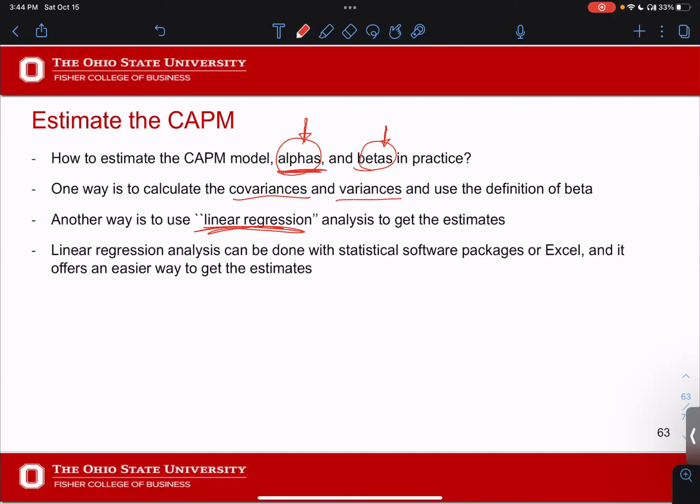Okay, and linear regression is most of the time done in Excel, and in research we use other programming languages like Python or Stata or MATLAB. But in this class, we will just use Excel.